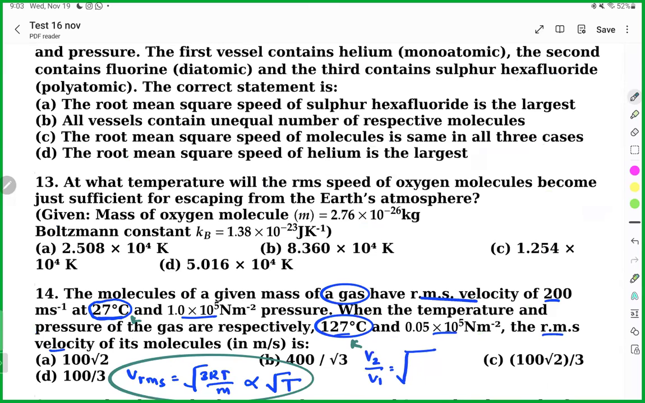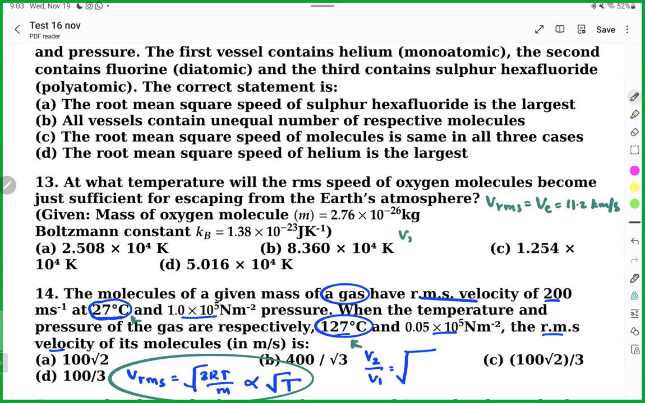सर इसमें हम लोग VRMS इज इक्वल टू एस्केप स्पीड ले सकते हैं। VRMS is equal to escape speed, which is 11 या 11.2 kilometer per second ले सकते हैं. This is one formula. And what is the VRMS formula?